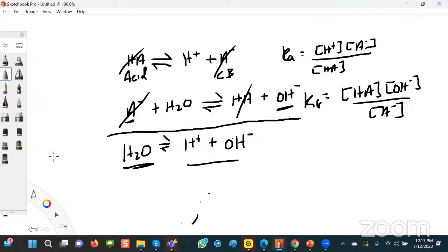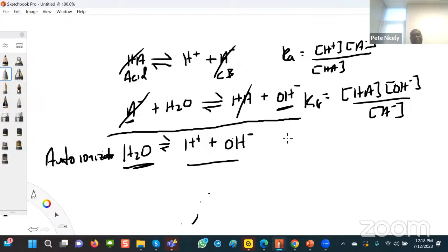Neutral? Ionization of water. Well, more specifically, the auto ionization of water, all right? And we know that the equilibrium constant, when we add two equations like this, right? The equilibrium constant for the net equation, how do we get that? Using these equations, Ka times Kb. Exactly, Ka times Kb.